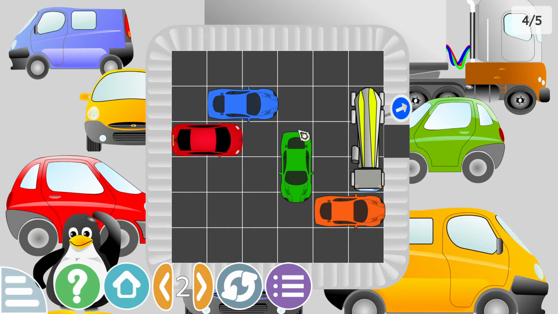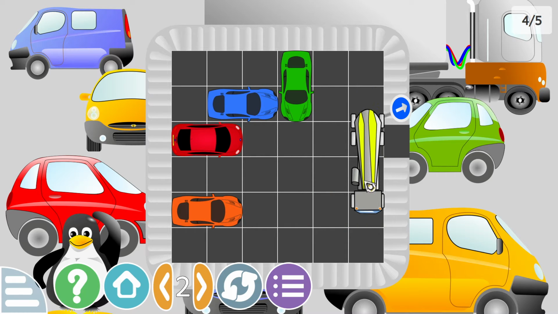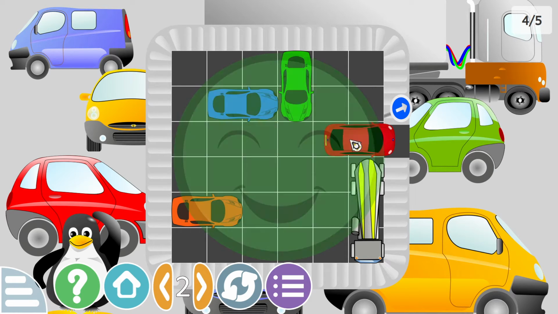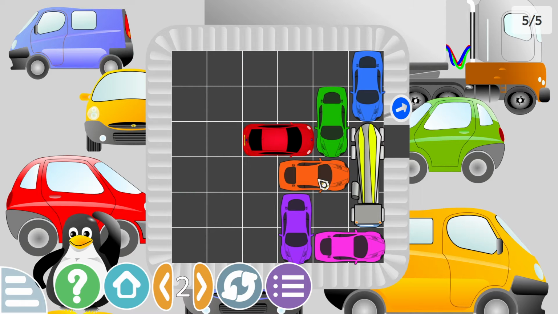So I've got to move the red car back and then green out of the way to get the orange one, and then the yellow one free. I'll do this last one in this level.